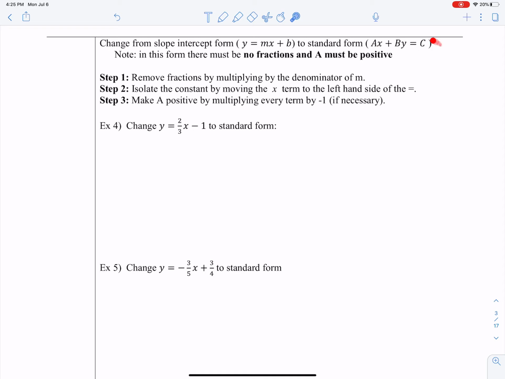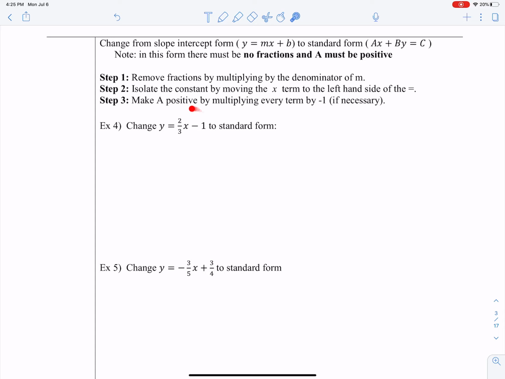So remember, in standard form, you can have no fractions, so you can't end your final answer with a fraction. And a, this very first value, must be positive. So if it has a negative in front of it, you have to get rid of that negative.